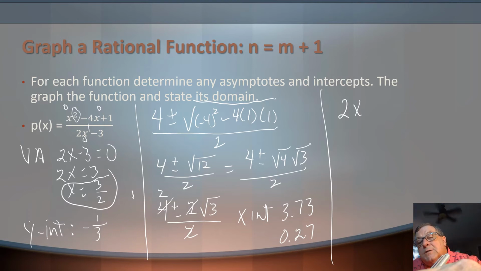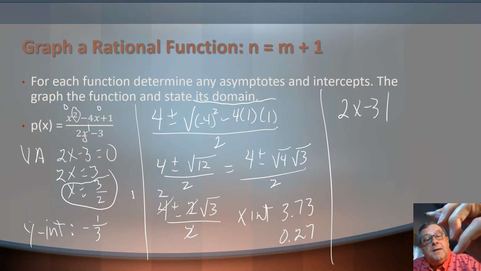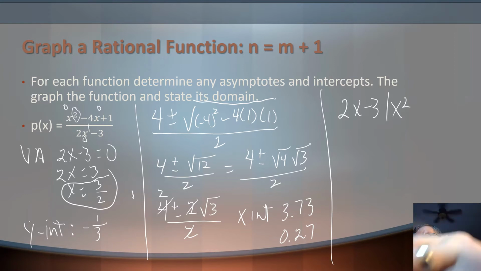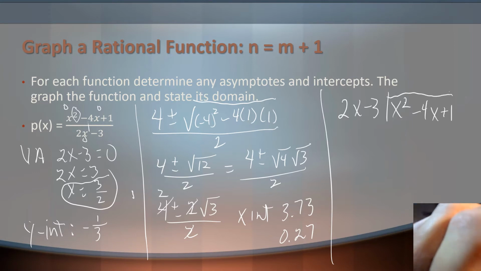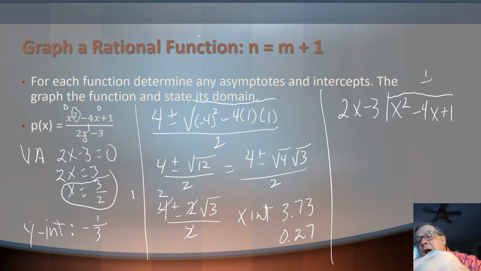Now let's try it. 2x minus 3. We're going to divide that into x squared minus 4x plus 1. And remember, we don't concern ourselves with the remainder to find this equation for the oblique asymptote. So how many times will 2x go into x squared? Well, that's going to be 1/2 x. In other words, it's going to be x over 2. All right, well, what's 1/2 x times 2x? Well, 2 times 1/2 is 1. And then x times x is x squared.